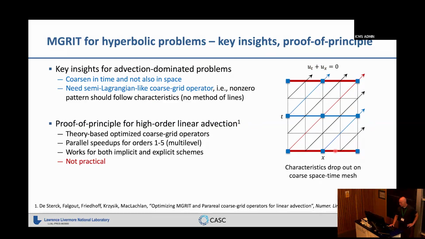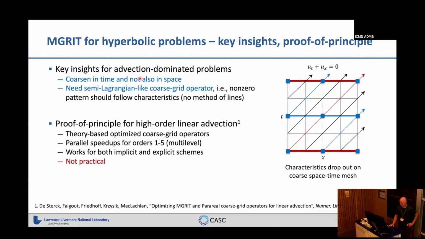So if you coarsen in both time, every other point, as well as space, and that's your blue squares here, what you can see is that some of the characteristics drop out, the ones in black in particular. So you get no coarse grid correction from them. And so basically your convergence goes like O of n, the number of points you have in time, which you don't want. So you don't want to also coarsen in space. That's the first thing we learned.